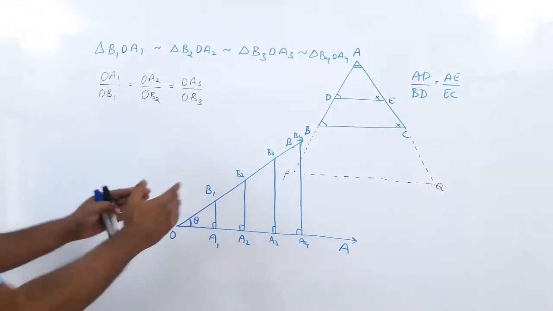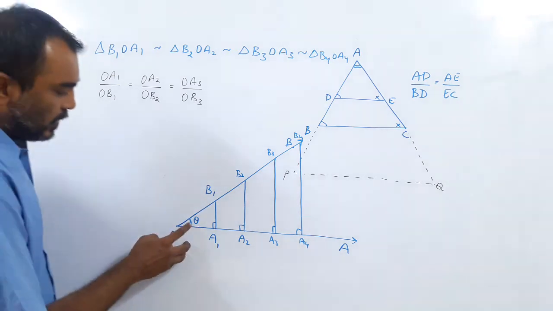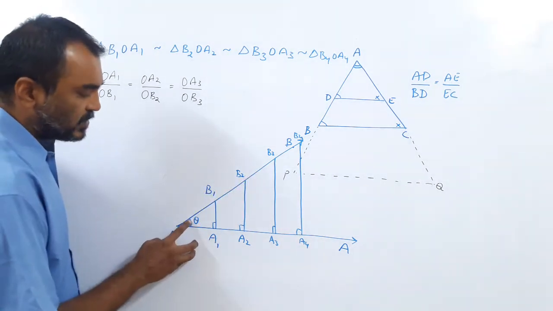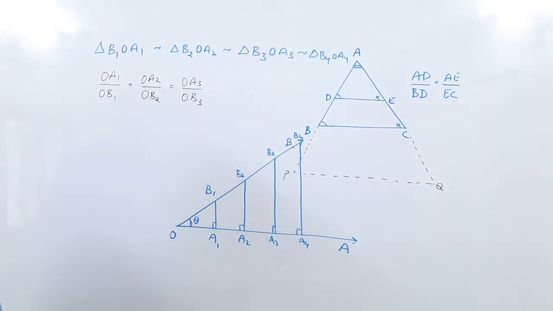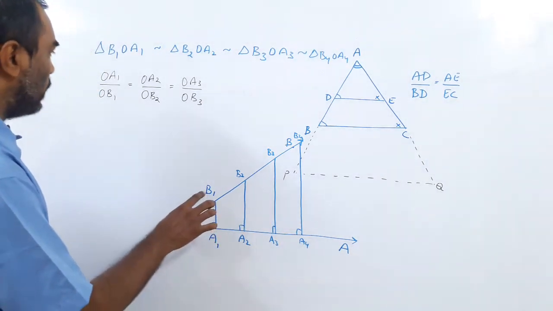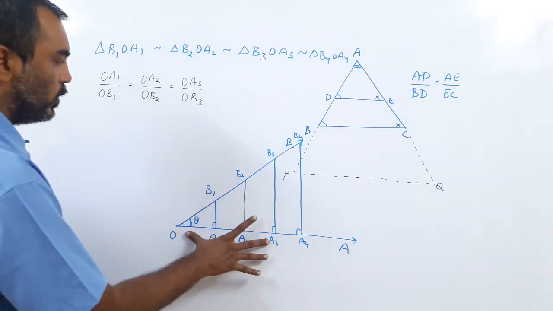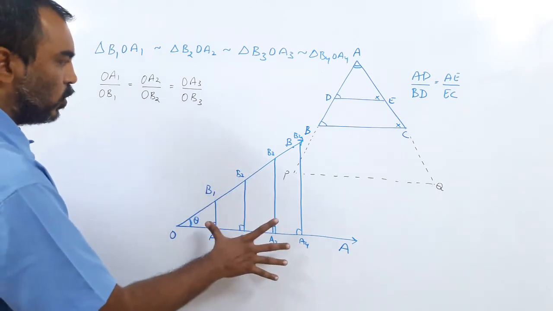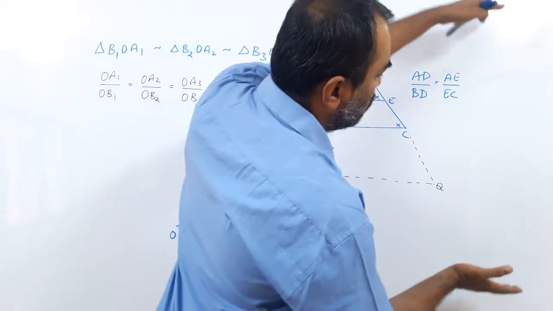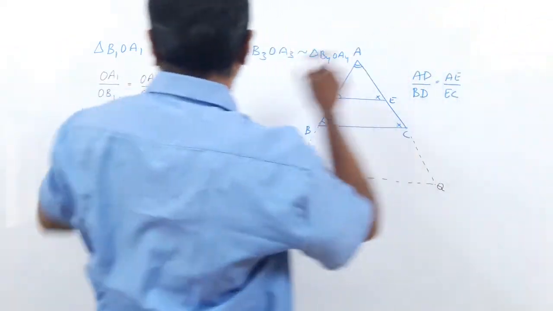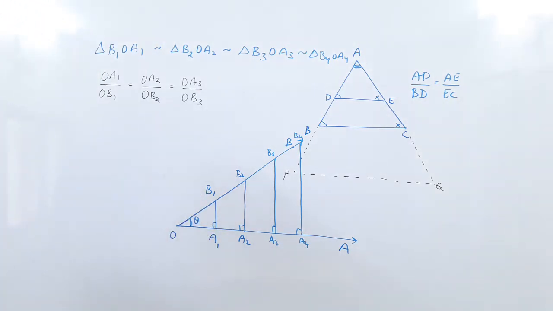From similarity, where I have moved two rays and drawn the perpendiculars, all these triangles are similar because this angle is common to all and each has a 90 degree angle. So I get OA1 upon OB1 is equal to OA2 upon OB2, OA3 upon OB3, OA4 upon OB4, and no matter how big the triangle goes, OA10 upon OB10 will have the same ratio as OA1 and OB1.